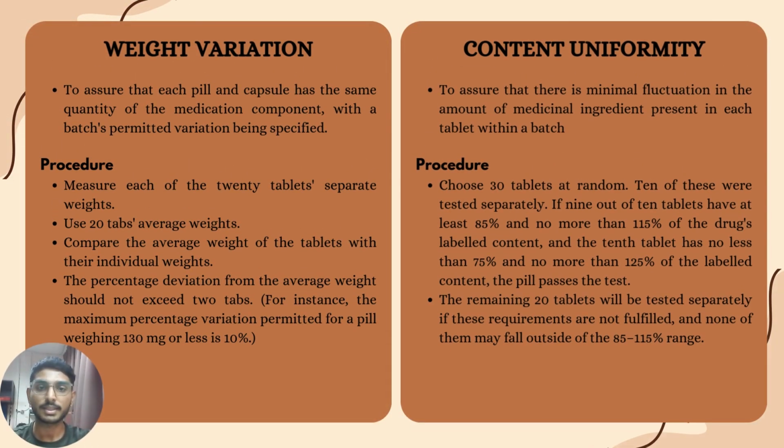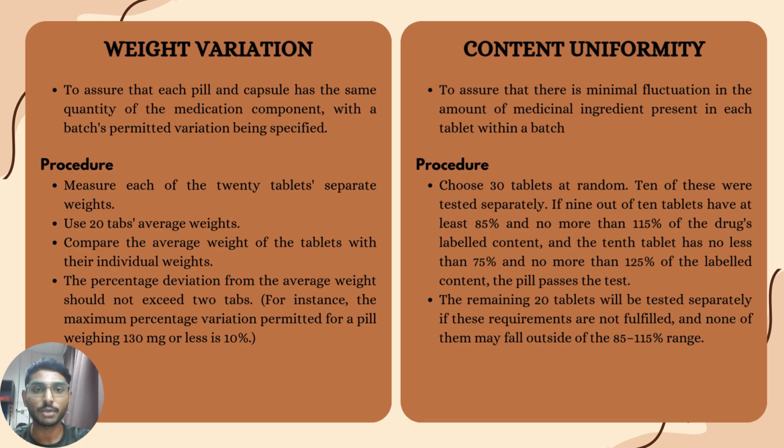So the first test is weight variation, which ensures that each pill and capsule has the same quantity of the medication component, with the batch permitted variation being specified. It will measure each of the 20 tablets with separate weights and compare the average weight of the tablets with their individual weights. The percentage deviation from the average weight should not exceed the two tablets.